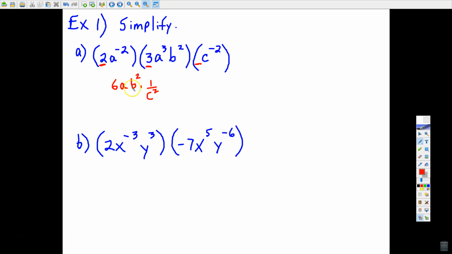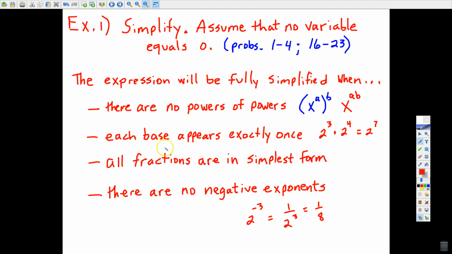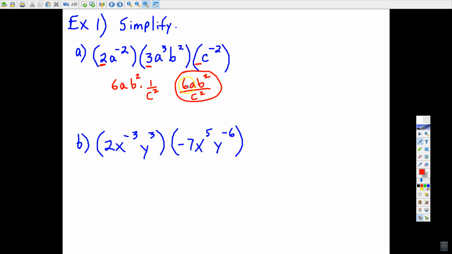Well, this would be a terrible way to end this answer because I need to make sure all of this is multiplied together. It's as though I'm going to say 6 times a times b squared times 1, and all of that will be over 1 times 1 times 1 times c squared. So that is my final answer. I have no negative exponents. All of my conditions are met from this previous slide. Can't simplify anymore, can't reduce, and so that is a final answer.